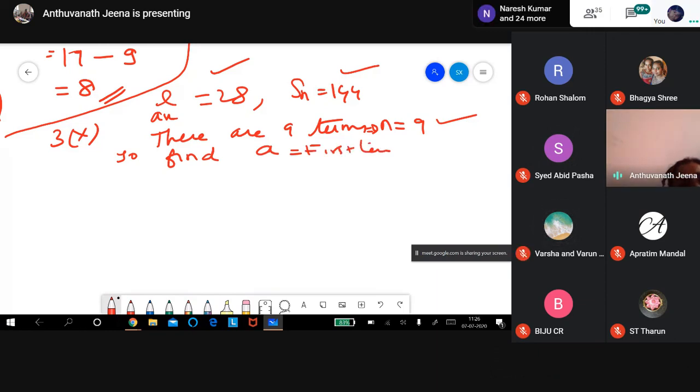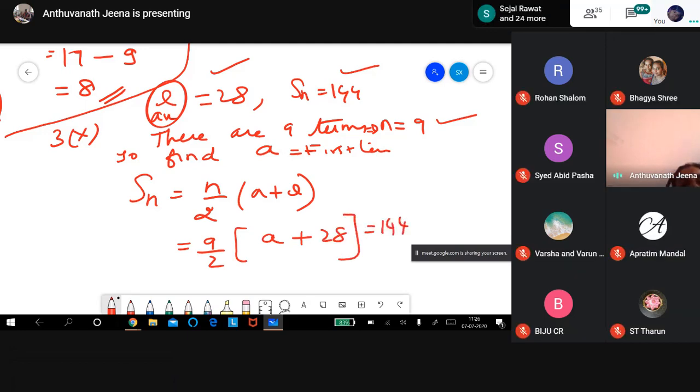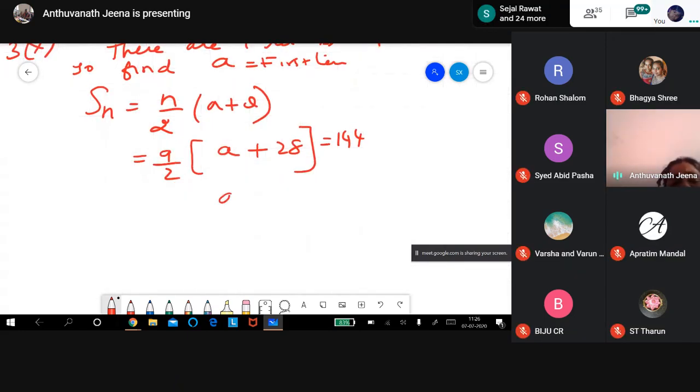Now, the simplest formula we'll use: Sn is equal to n by 2 into A plus L. This L is the last term. So n by 2, n is 9. 9 by 2 into A plus L. A only you have to find out. Last term is 28. This answer is 144. So 9 by 2 into A plus 28 is equal to 144. What will happen to 9 by 2, Afra?